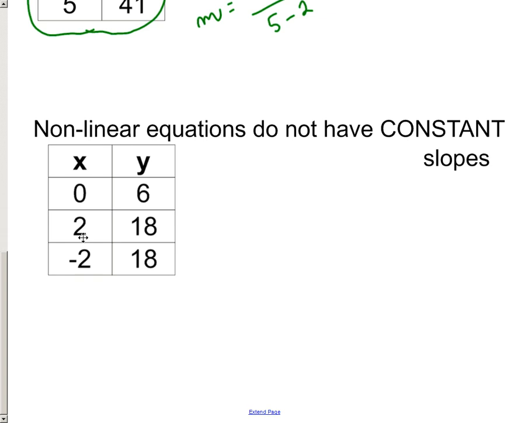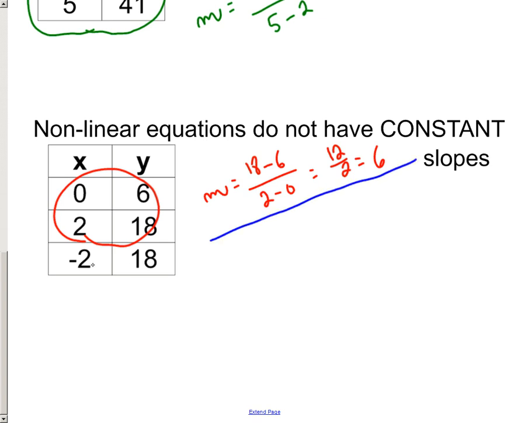So let's take these 2 points and see what the slope is between these. 18 minus 6 over 2 minus 0. Well, that's 12 over 2, or positive 6. Let's go through and see if we get positive 6 again.